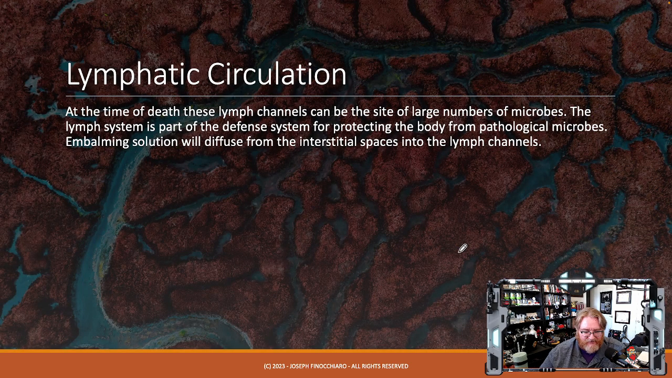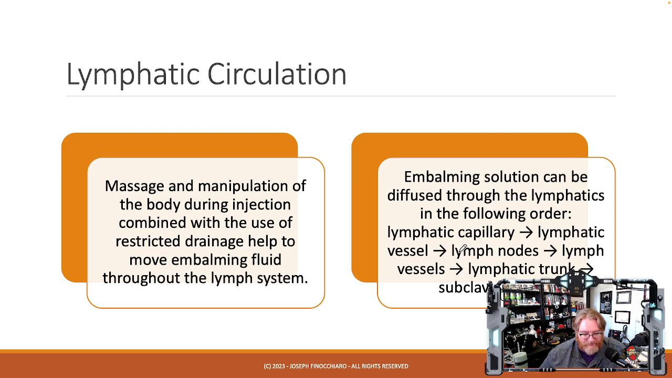At time of death, these lymph channels can be the site of large numbers of microbes. The lymph system is part of the defense system for protecting the body from pathological microbes. Embalming solution will diffuse from the interstitial spaces into the lymph channels. Massage and manipulation of the body during injection combined with the use of restricted drainage help to move embalming fluid throughout the lymph system. Embalming solution can be diffused through the lymphatics in the following order, and this is an important order to memorize: lymphatic capillaries to vessels, nodes back to vessels, trunk to the subclavian vein.